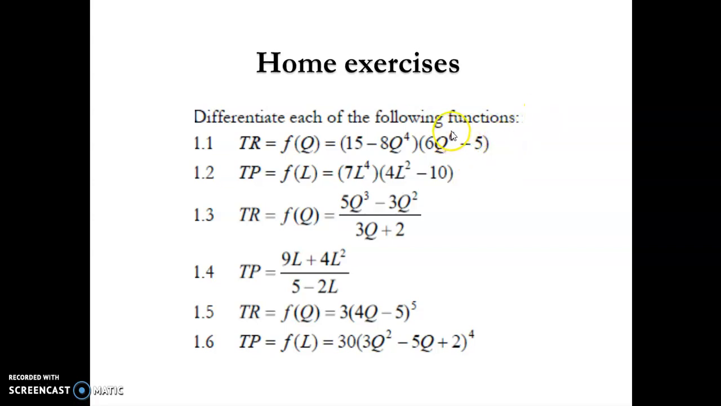So in the first two, you would apply your product rule. In the next two, you would apply your quotient rule. And the final two, you would apply your chain rule.